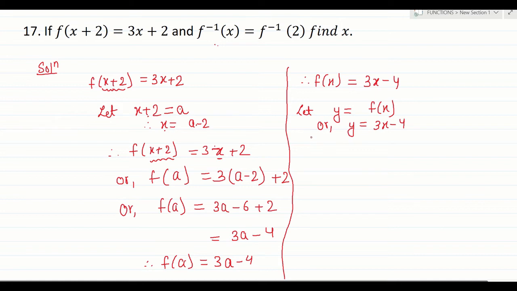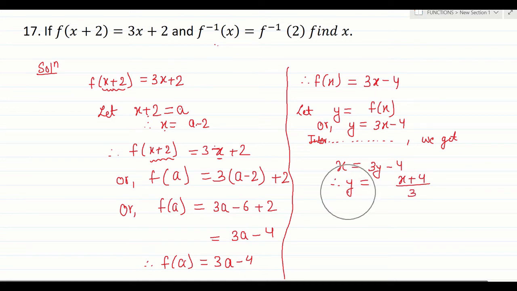Then what do we do? We interchange the role of x and y. Please mention it yourself. So on interchanging, we get x is equal to 3y minus 4. We solve it to get the value of y. So we get y as x plus 4 over 3. This y is obtained after interchanging the role of x and y, so it will represent f inverse x, which is equal to x plus 4 over 3.